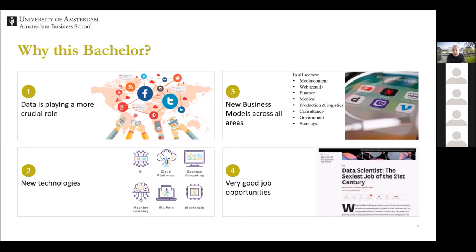And of course, no need to say, since this area has become very popular for many reasons, there are quite good job opportunities after you graduate. Companies, but also nonprofit institutions, governments, academic institutions are looking for good data scientists and business analysts. So there are really good job opportunities.